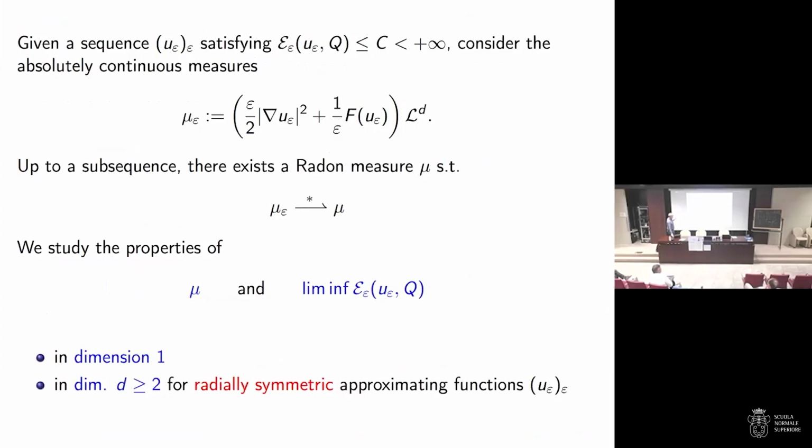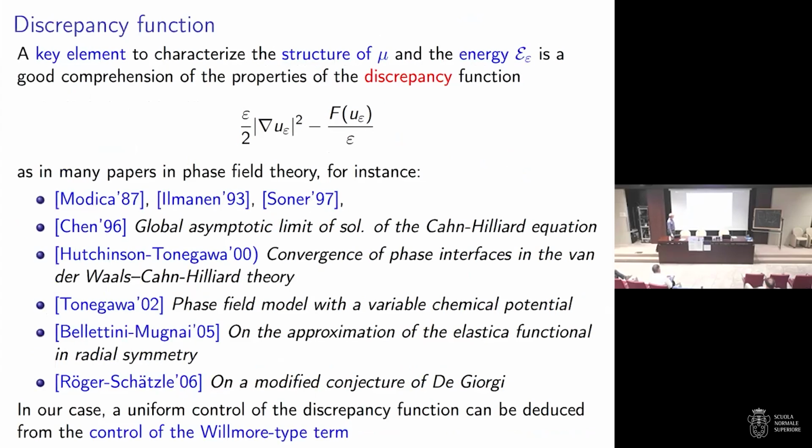Okay, so let me skip that. So far our analysis works only in dimension 1 and in higher dimension for radially symmetric approximate functions. We have difficulties for the situations where it's not radially symmetric. And what we can prove is the following. It's really based on a careful study of what is called the discrepancy function. You might remember, for those of you familiar with the phase field approximation, that this is the key aspect when you try to optimize the energy of your diffuse interface.